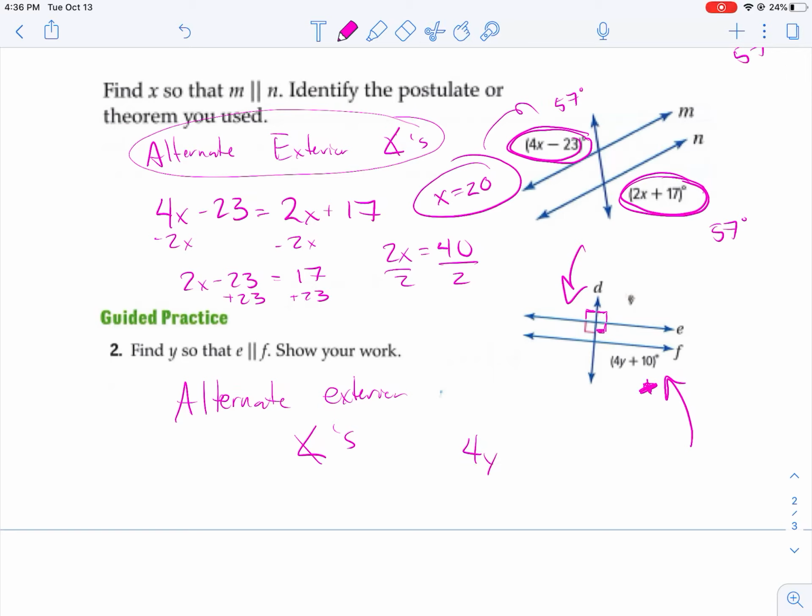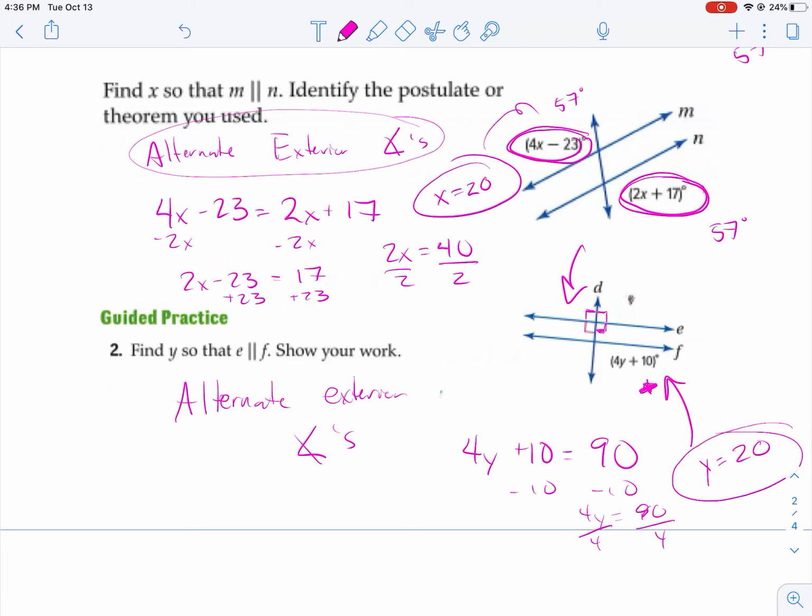So I'm going to have to set 4y plus 10 equal to 90. I need to figure out what I have to plug in for y such that I get a 90-degree angle there. So I subtract 10, I get 4y is equal to 80. Divide by 4, y is equal to 20. Same thing. That's kind of weird. How about that? So I plug that back in. 4 times 20 is 80, plus 10 is 90, and so all is good there.